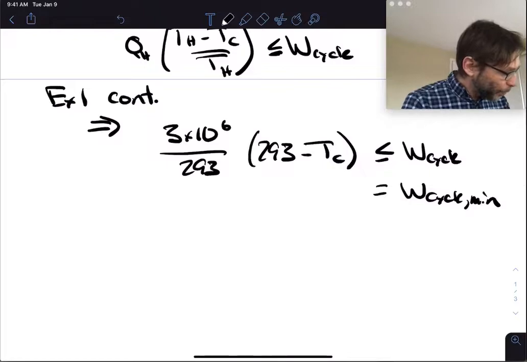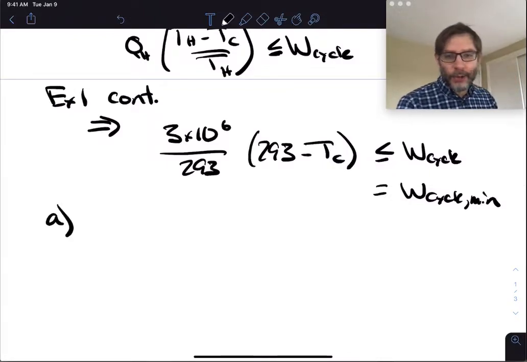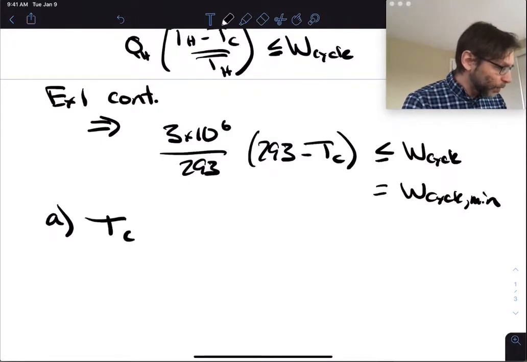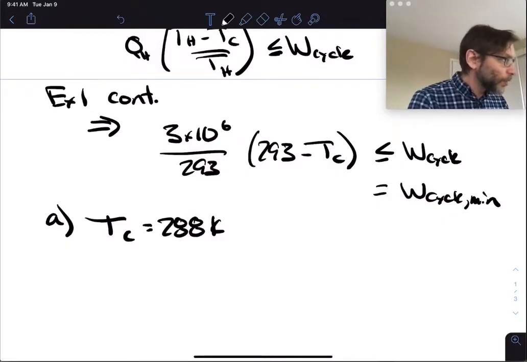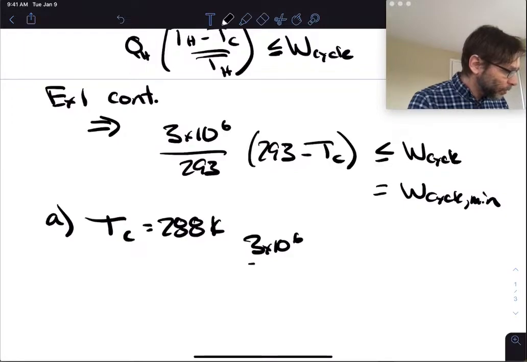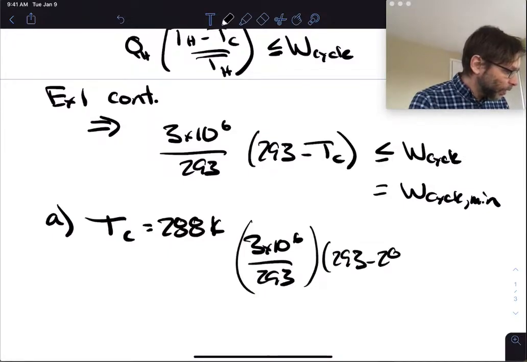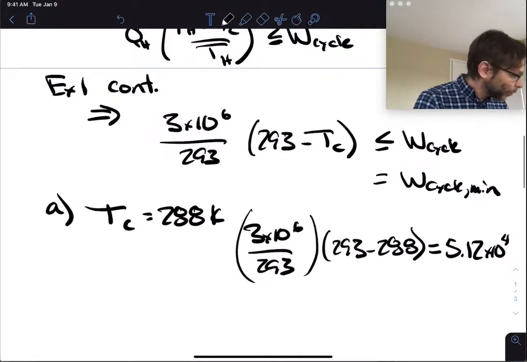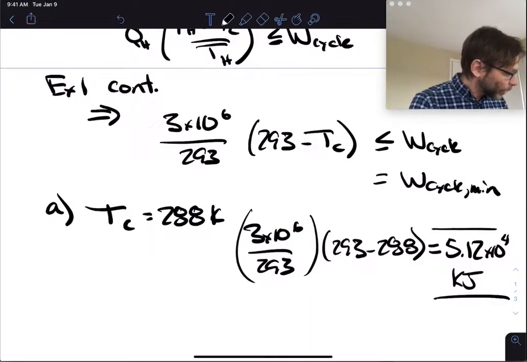Okay? So for part A, all we have to do then is plug in the numbers of the different reservoirs. Let's just finish the analysis. So TC is 288 K. And so this is 3 times 10 to the 6 divided by 293 times 293 minus 288. And this ends up being 5.12 times 10 to the 4th kilojoules. Okay, so that's part A.